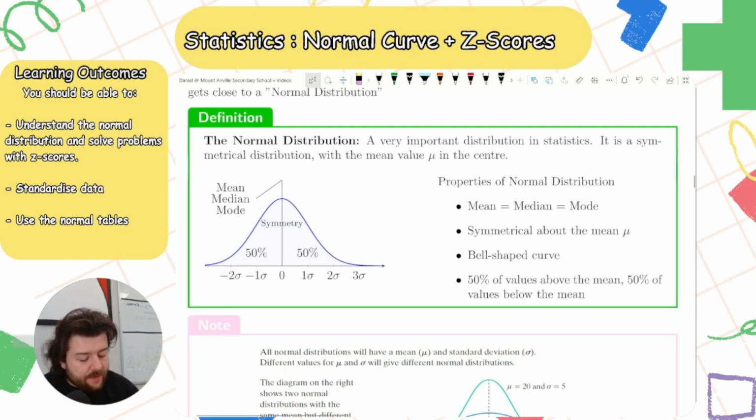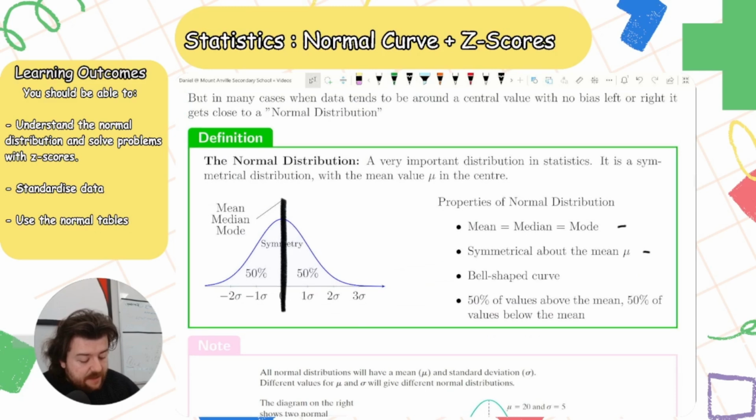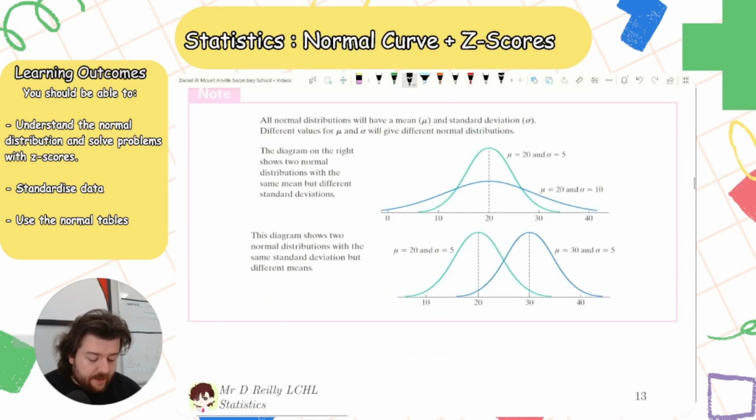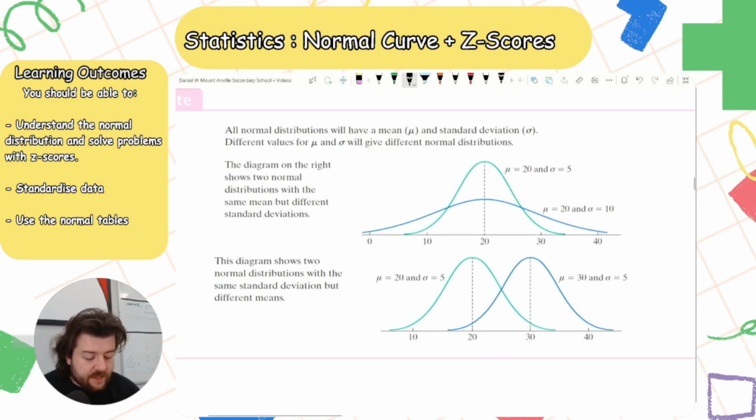So important things about normal distribution: the mean is equal to the median, which is equal to the mode. It is symmetrical about the mean. That means the area of the right hand side here is equal to the area of the left hand side of the mean. And it's a bell-shaped curve, and 50% of the values are above the mean and 50% are below the mean. So just something to know about the normal distribution here.